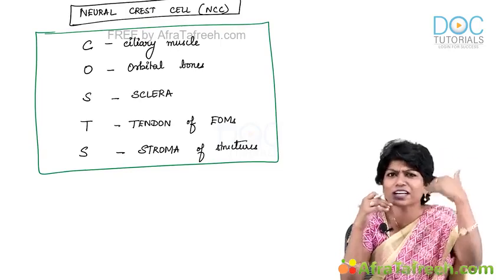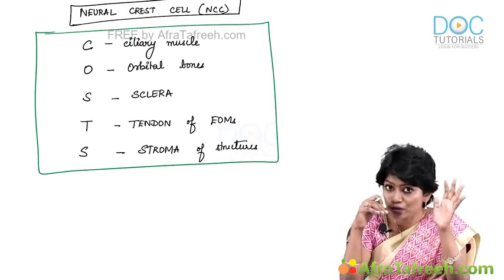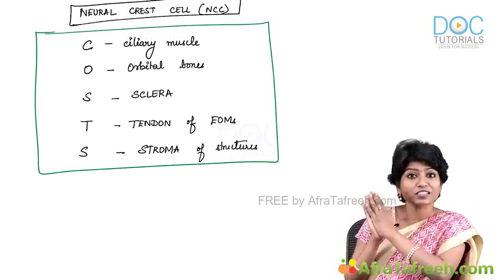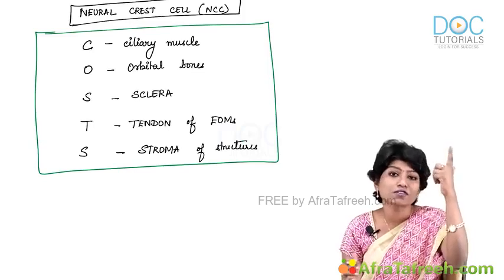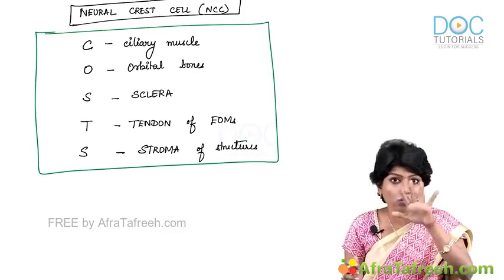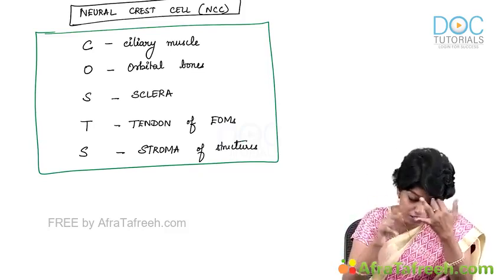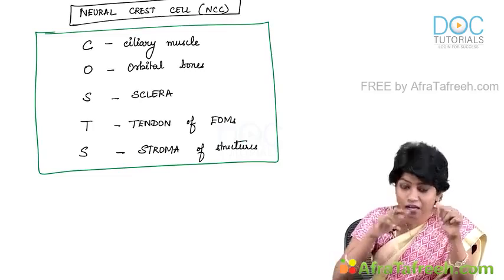you name it, whatever has not been covered in the ones that we have done so far, all of them will go under neural crest cell, but I do not want you to think and come up with it. So, that is why I have told you these structures which you have to remember. The moment I say orbital bones, you will not check, okay, is it in surface ectoderm, is it in neuroectoderm? No. You immediately have to say that it is a neural crest cell. Okay. So, ciliary muscle, orbital bones, sclera, tendon of extraocular muscles and stroma.